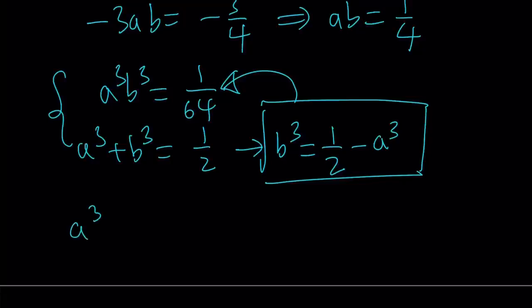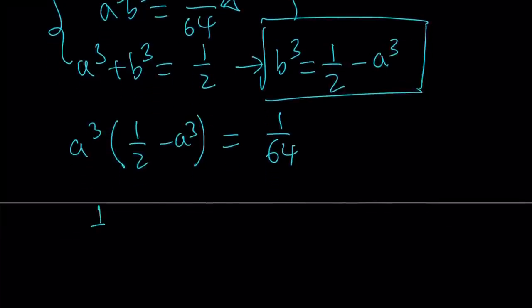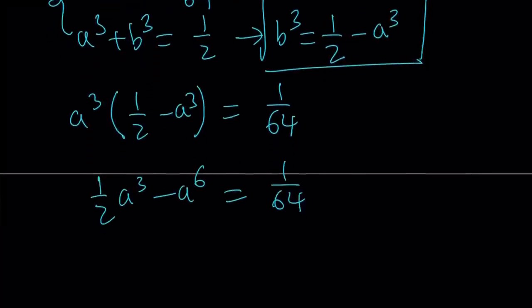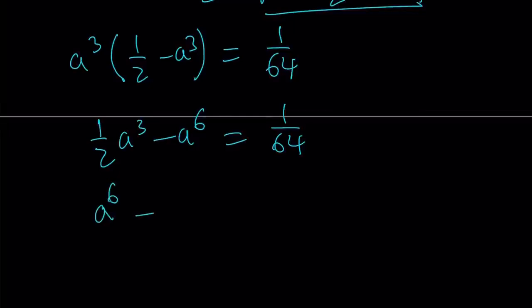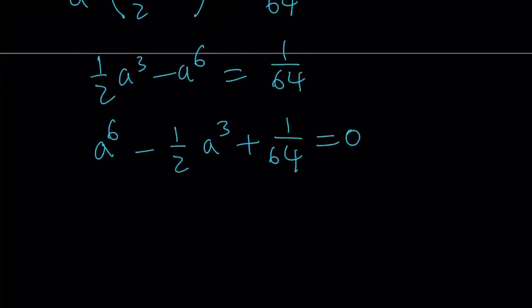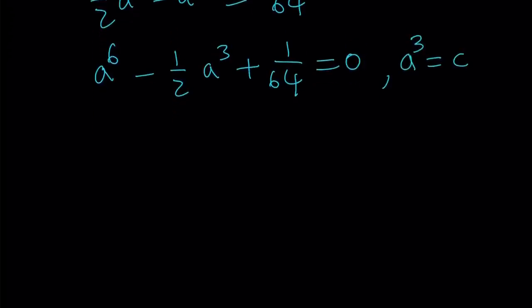So a cubed multiplied by (1/2 minus a cubed) equals 1/64. Now let's distribute: 1/2 a cubed minus a to the 6th power equals 1/64. Let's put everything on the same side, making the a to the 6th positive. And this is what we get. So this is our quadratic equation if we call a cubed something. Since I have b in my system, I want to call a cubed c. Okay. c is not a constant, it's a variable in this case.